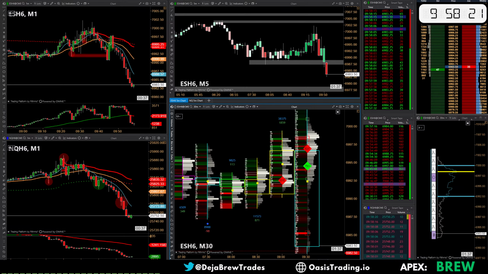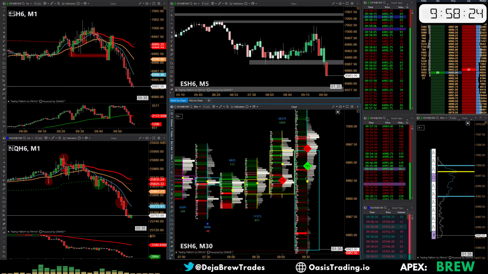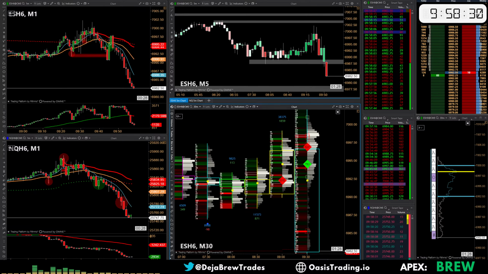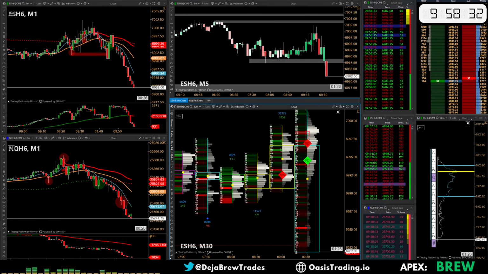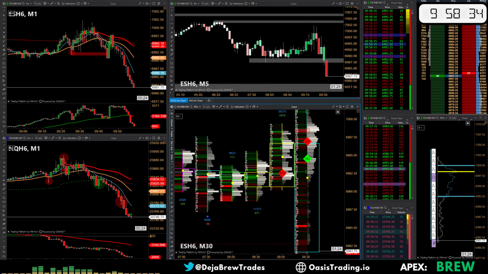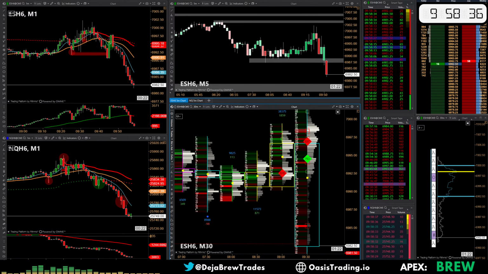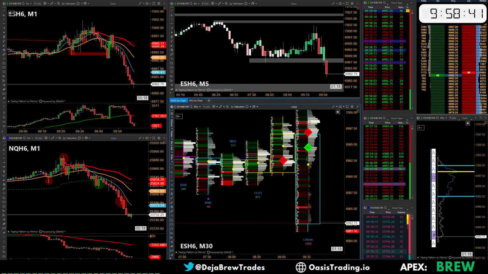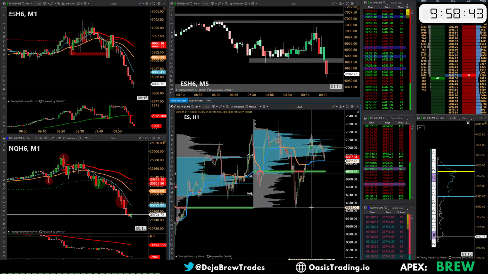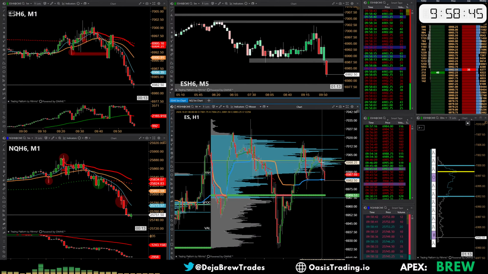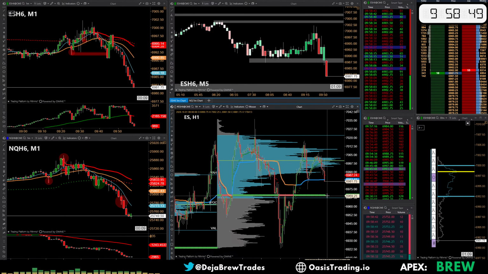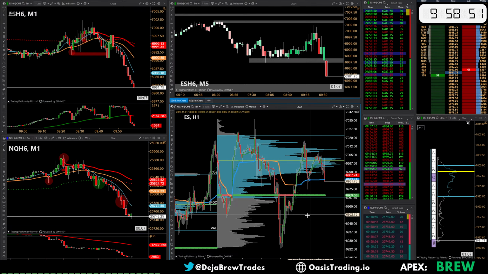Pretty trendy here, staying below the 80 MA, failing to rotate to that value high. They need to stay below the value low of yesterday because we're inside of that day. If it stays below that value, it is still looking pretty good for a breakdown. We're right on that weekly VWAP. Weekly VWAP around 83. Last week's VWAP around 70.